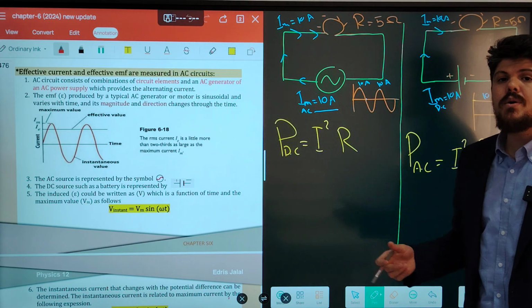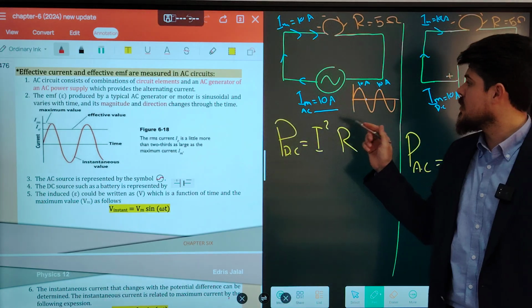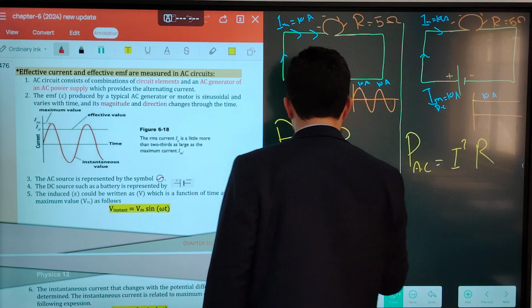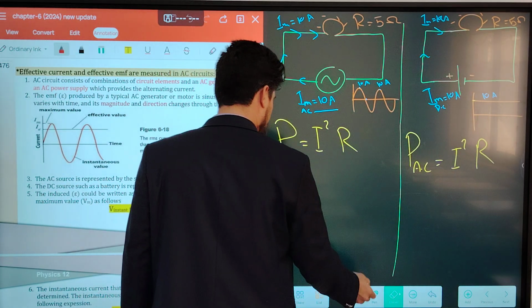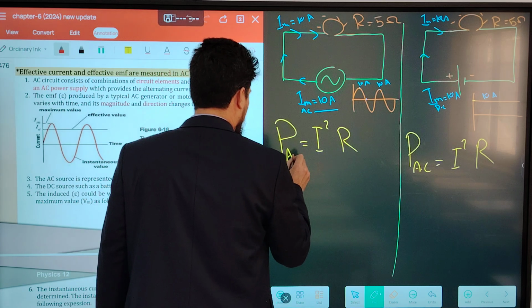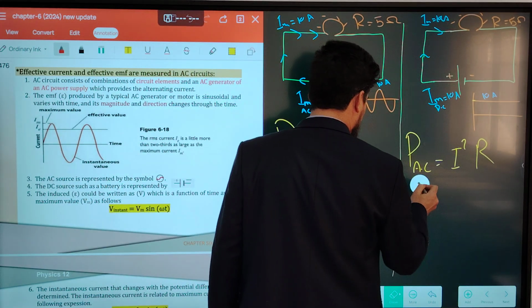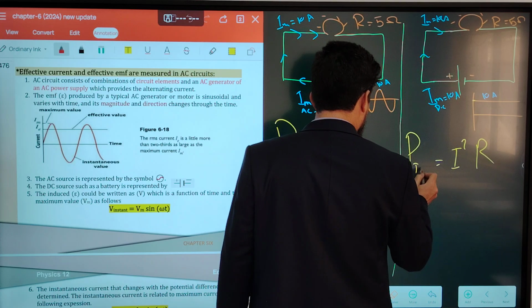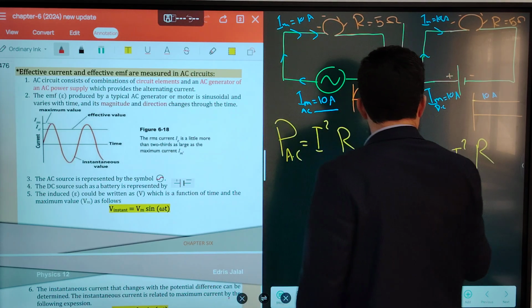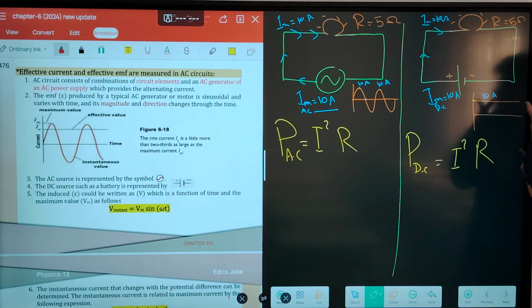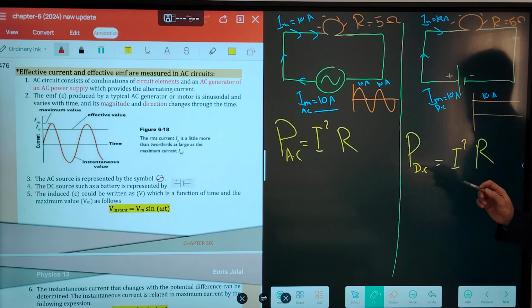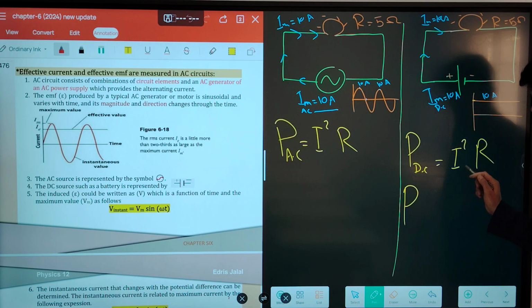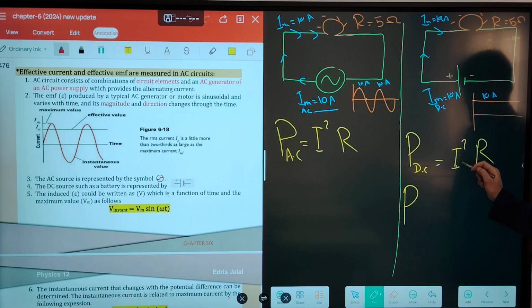In DC, how many values do we have? Sorry, this is AC and this is DC. Guys, in DC, how many values do we have? We have only the maximum value. So which value do you use? Maximum only. Power DC is equal to what? IM squared.